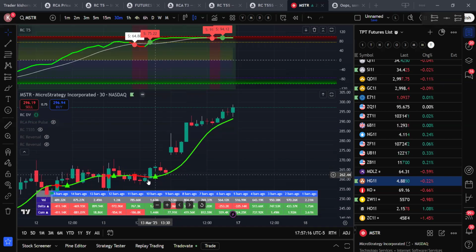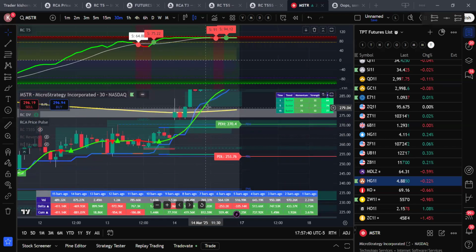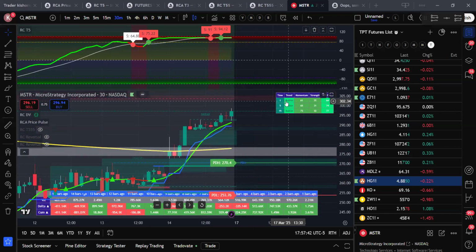Even on Friday itself, you can see that it went from $264 to $300. Immediately from minus 186, it became 1.4 million. That means 10 times it went up. Then we can nicely see your T5 became green, price pulse became green, and this one also became blue. You got a full confluence. Everything became green here.